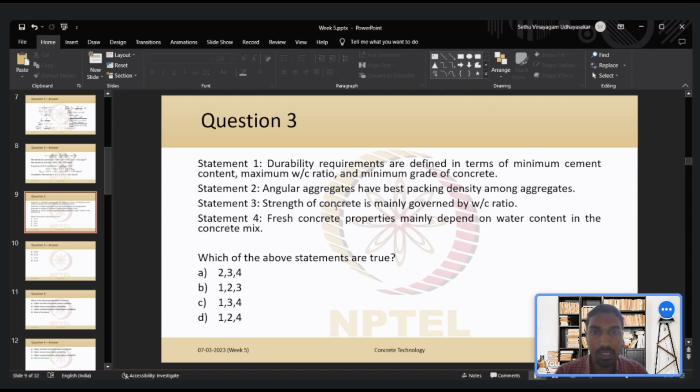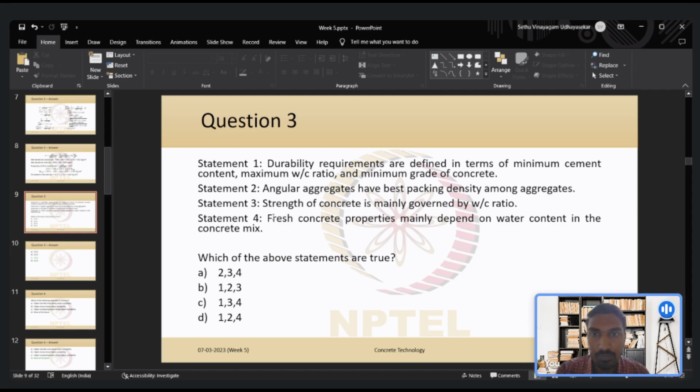Statement 3 is strength of the concrete is mainly governed by the water to cement ratio. Again we have seen this. The water to cement ratio is one of the major factors that govern the strength. So we try to keep the water to cement ratio as low as possible. When you have a higher water to cement ratio, there will be more water content, and that excess water will lead to higher porosity later, and therefore reduced strength. Therefore there is a clear relation between the water to cement ratio and the strength.